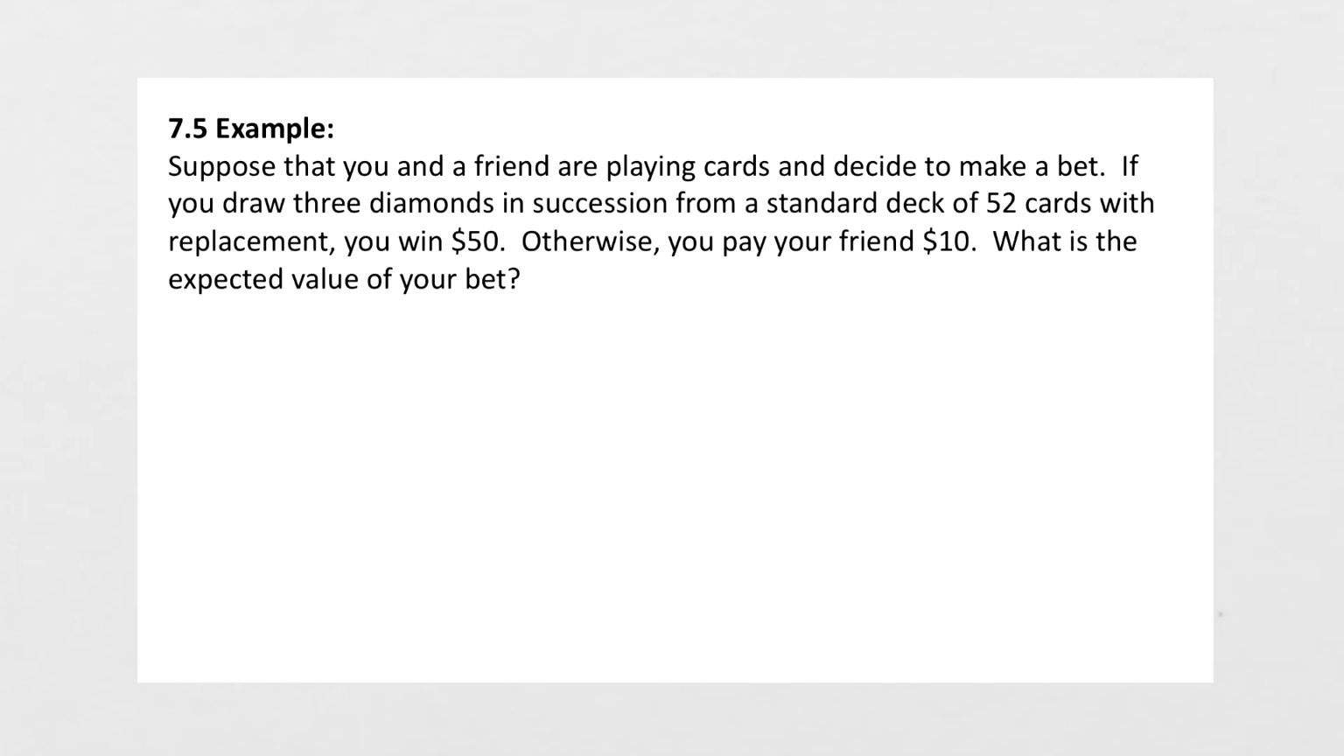I have just one example for our expected value section. It says, suppose that you and a friend are playing cards and decide to make a bet. If you draw 3 diamonds in succession from a standard deck of 52 cards with replacement, you win $50. Otherwise, you pay your friend $10. What is the expected value of your bet?